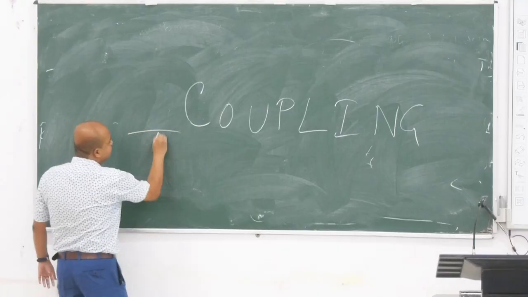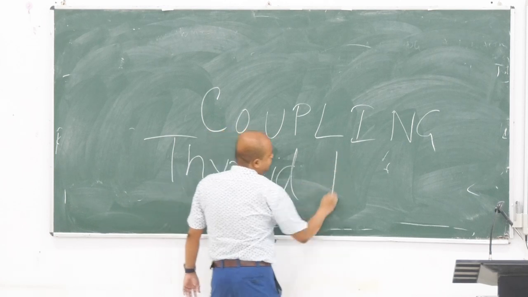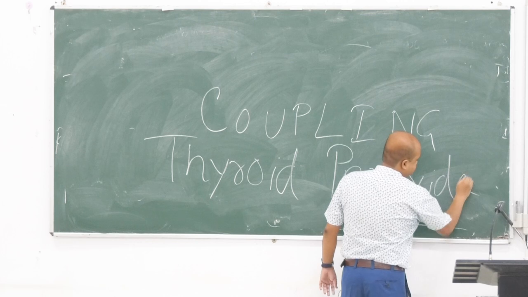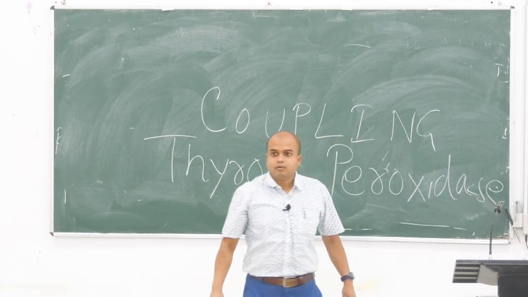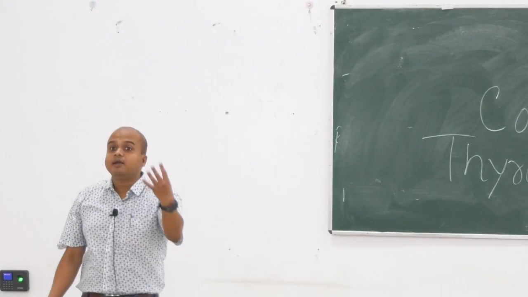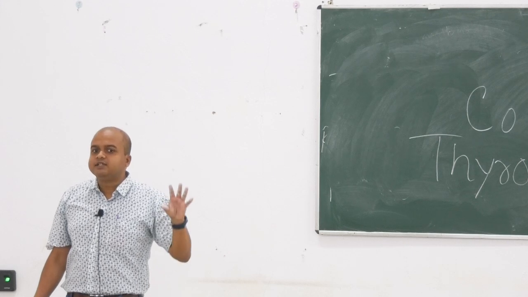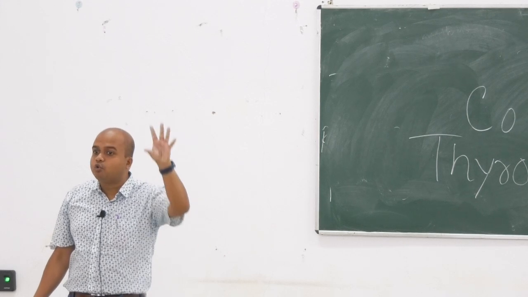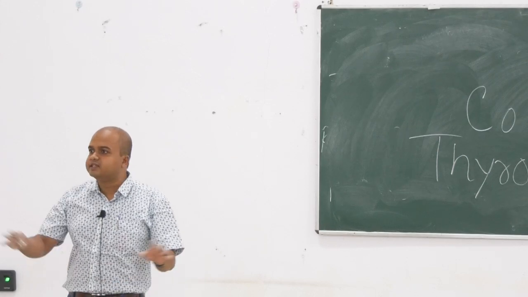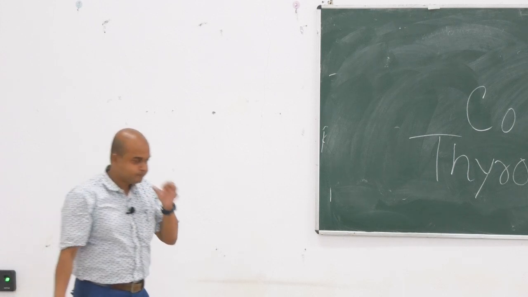This is occurring with the help of an enzyme. Write the name of the enzyme. Thyroid peroxidase. In some cases, thyroid peroxidase also has a role in iodine incorporation, but at least it has a major role in this coupling reaction. Thyroid peroxidase. Okay, this is the name of the enzyme.